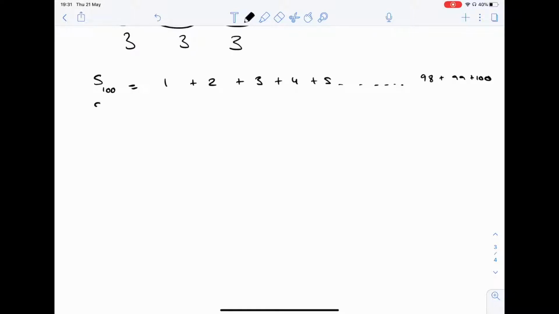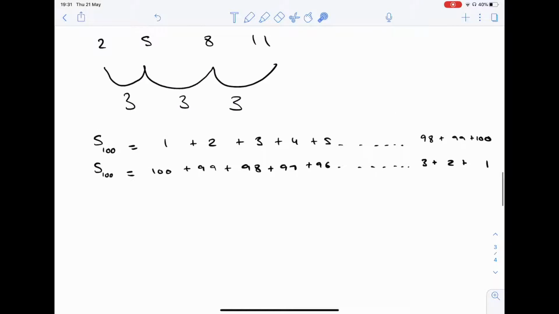Well, what you could do is write out the sum again, but you can write it the other way around. So instead of going from 1 to 100, you can go from 100 to 1, and we should get 3 plus 2 plus 1. If we add both of these, you can see 100 plus 1 gives you 101. So on this side, we get 2 lots of the sum of the first 100 terms, and then we get 101.